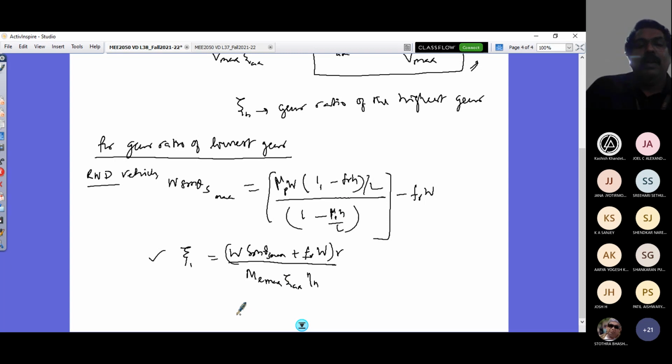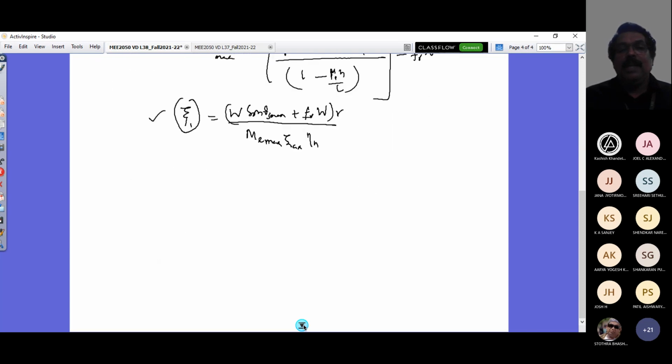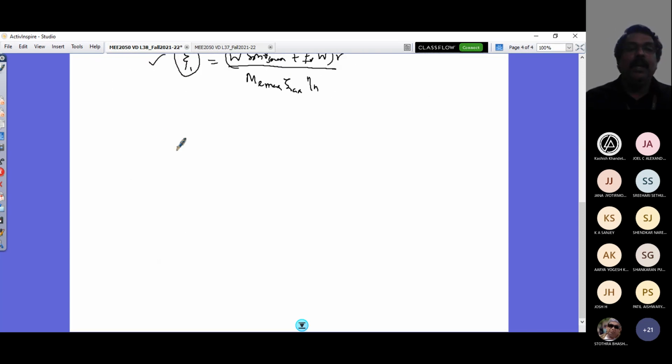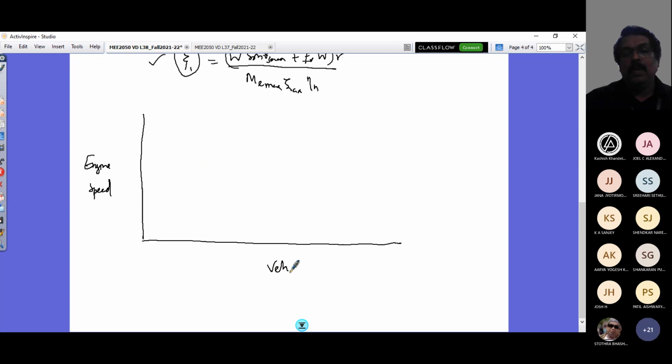So now, having found this zeta 1 and zeta n, let us look at how intermediate gears, that is gear 2 and 3, are decided in a 4-speed gearbox, is what I am going to explain now. So for that, let's look at this diagram. Let me take vertical axis, engine speed, and on the horizontal axis, vehicle speed. So horizontal axis, what is my vehicle speed required, and vertical axis, what is my engine speed required.